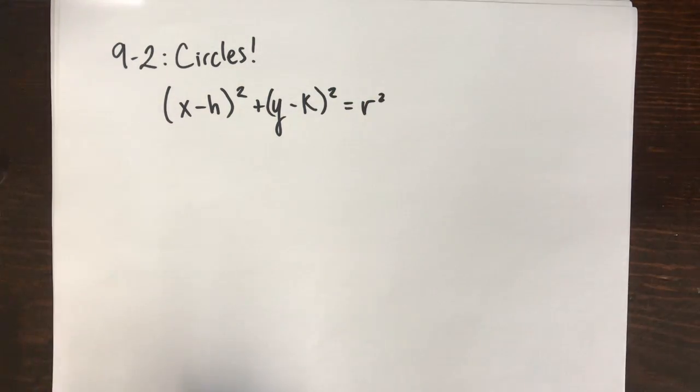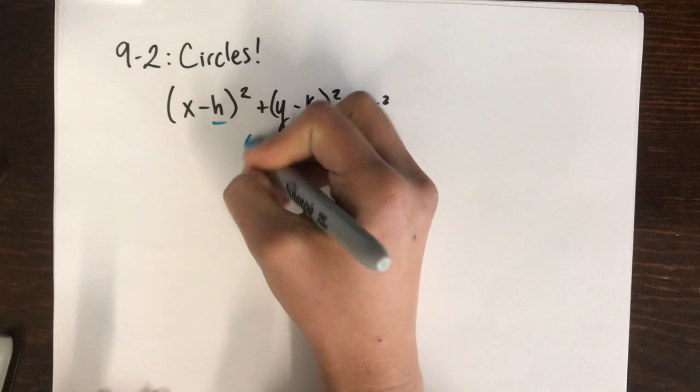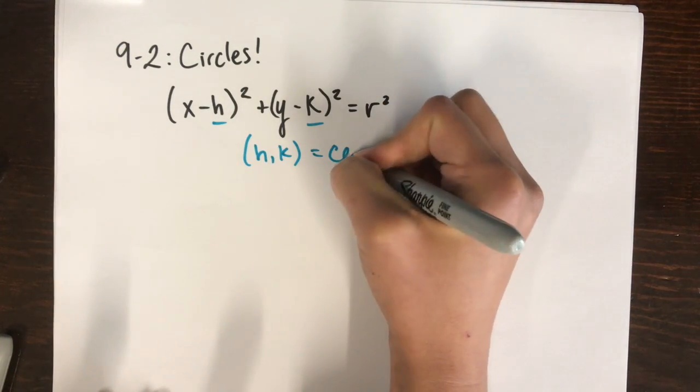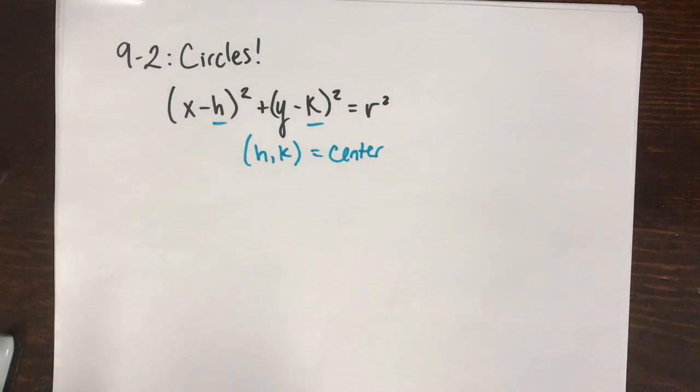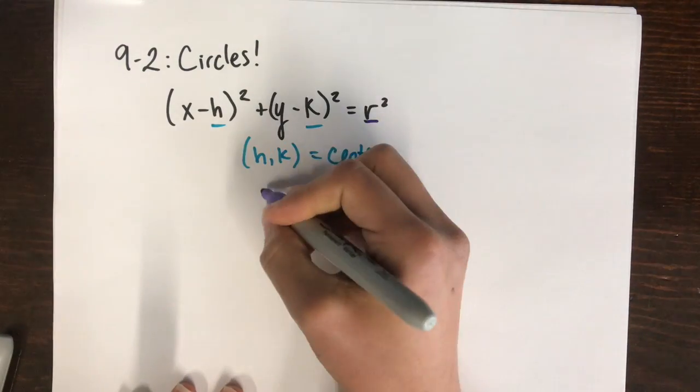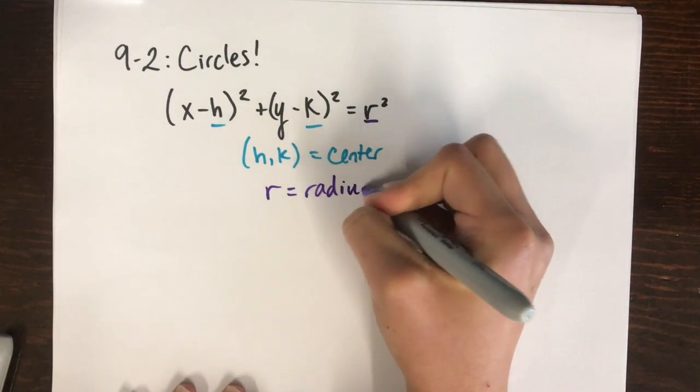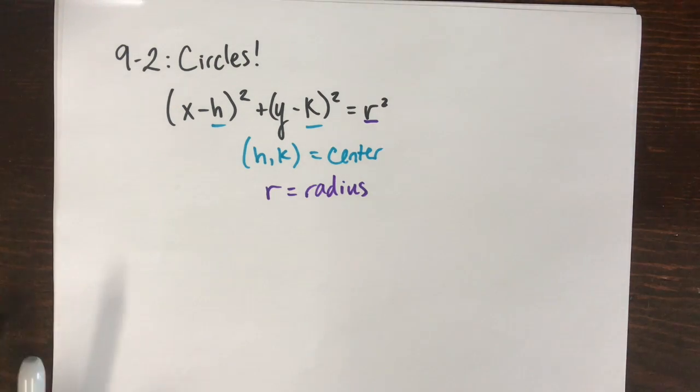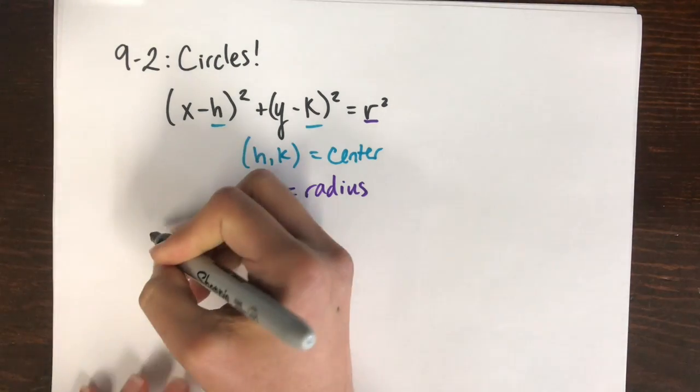So the common, or really the standard, equation for a circle is (x - h)² + (y - k)² = r², where (h, k) is the center. Notice it's like minus those things, right? So (h, k) is the center and r is the radius. It's always squared in the equation.